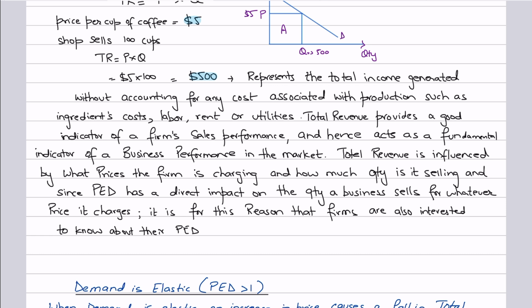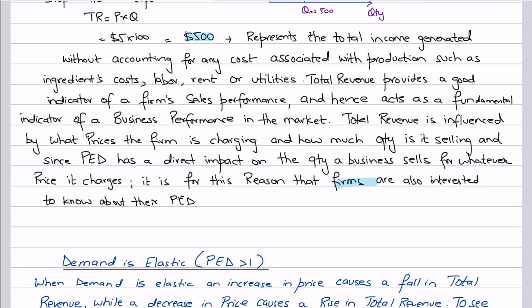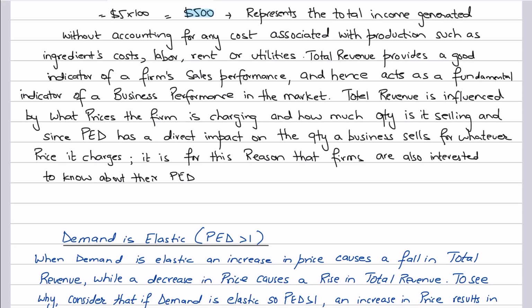And for this reason, you write in the exam that firms are also interested to know about their PED because PED has an impact on revenues, right? Whether the revenues would go up or down after prices change depends upon the price elasticity of demand. And for this reason, firms are also interested. So if you mention this in the first paragraph, that's something good, right?